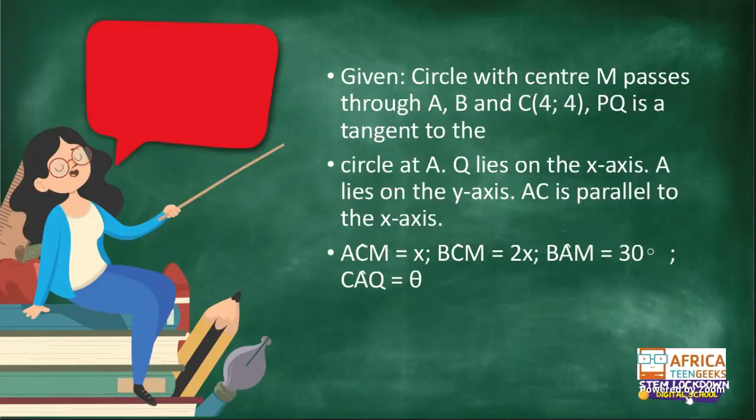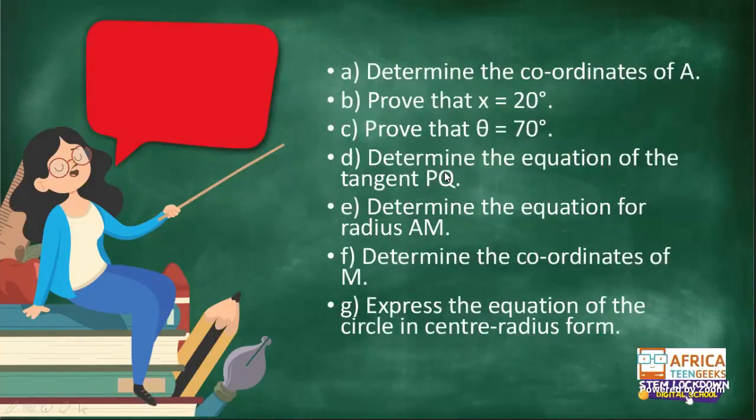So the first question was for us to determine the coordinates of A. You can also write these questions. A, determine the coordinates of A. And then the second one, B, prove that x is 20 degrees. And then C, prove that theta is 70 degrees.